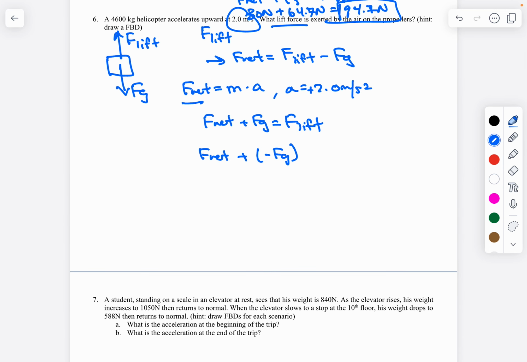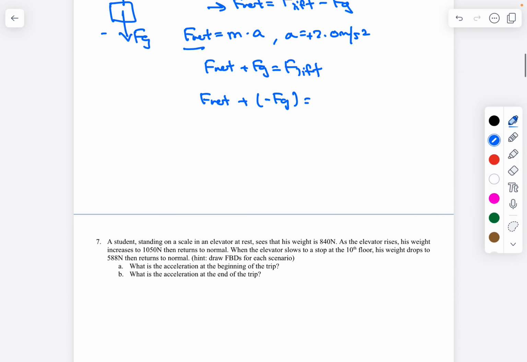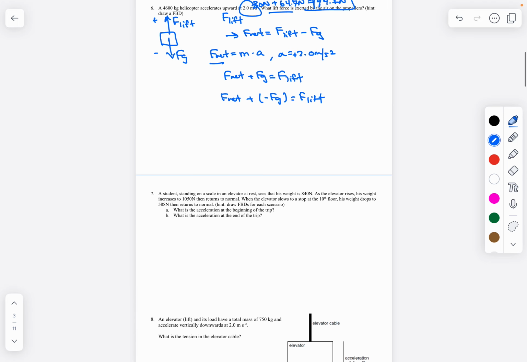Because the acceleration here is positive, but then the acceleration here is negative. Right? Okay, that just made it kind of confusing. But this has positive acceleration, this one's a negative acceleration. Equals F lift. Okay, so that's it for problem 6.